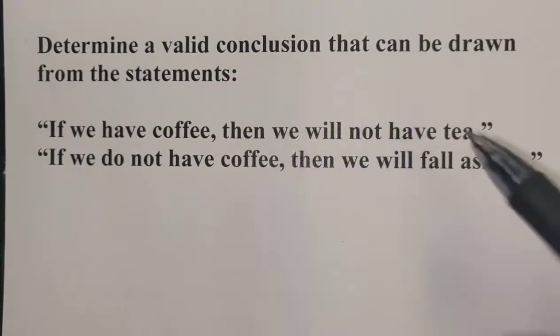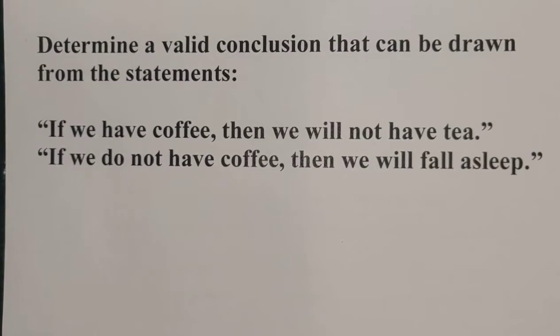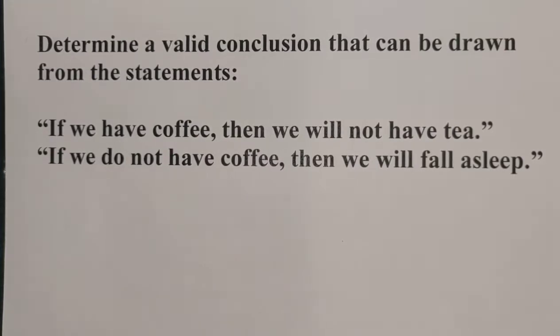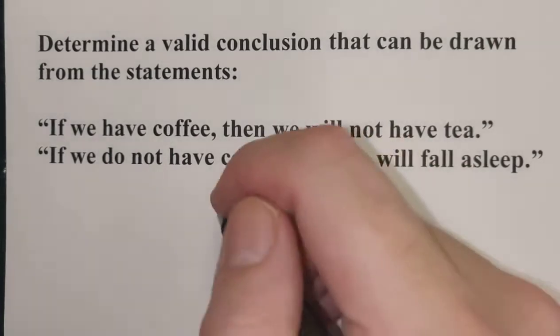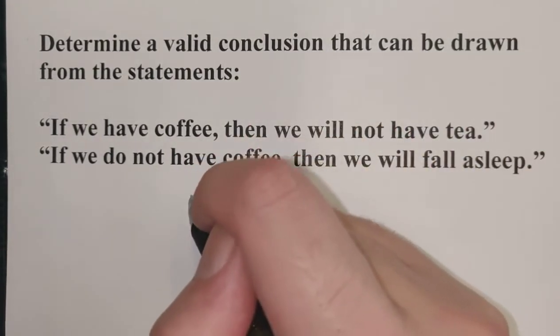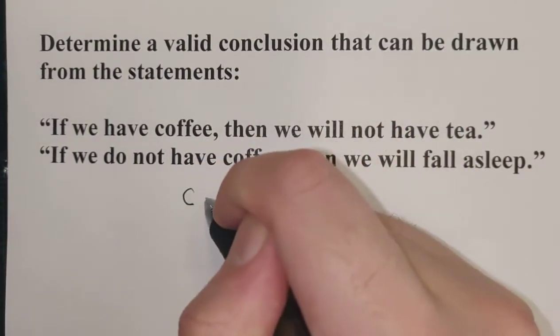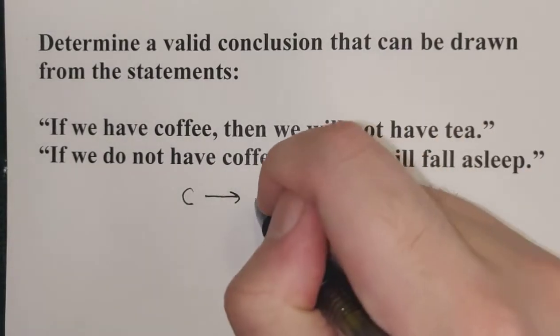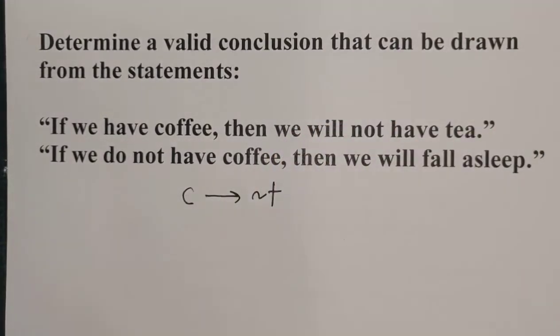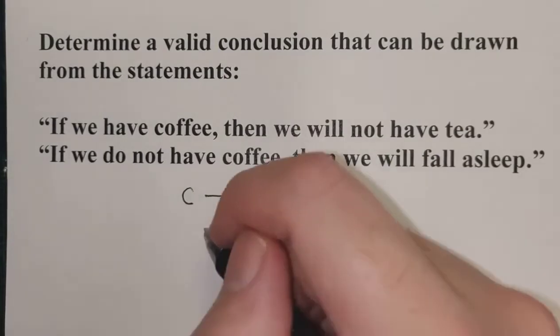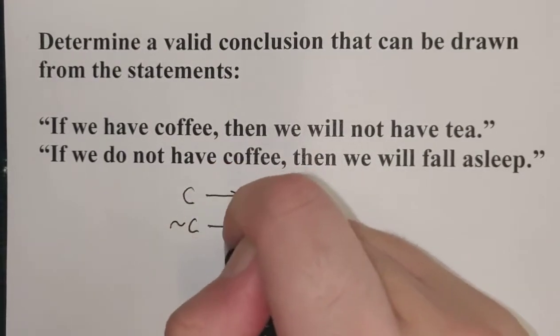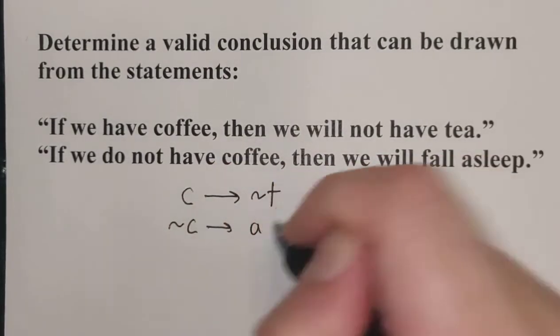So note that in this case we have some information about coffee, tea, and sleeping. Okay. So, as always, we want to try to convert these into symbols so we can look at these a little bit more directly here. So, we'll say C is for coffee. If we have coffee, then we will not have tea, so it's going to be C implies not T here, right? If we do not have coffee, so that's not C, implies falling asleep, in this case, A.